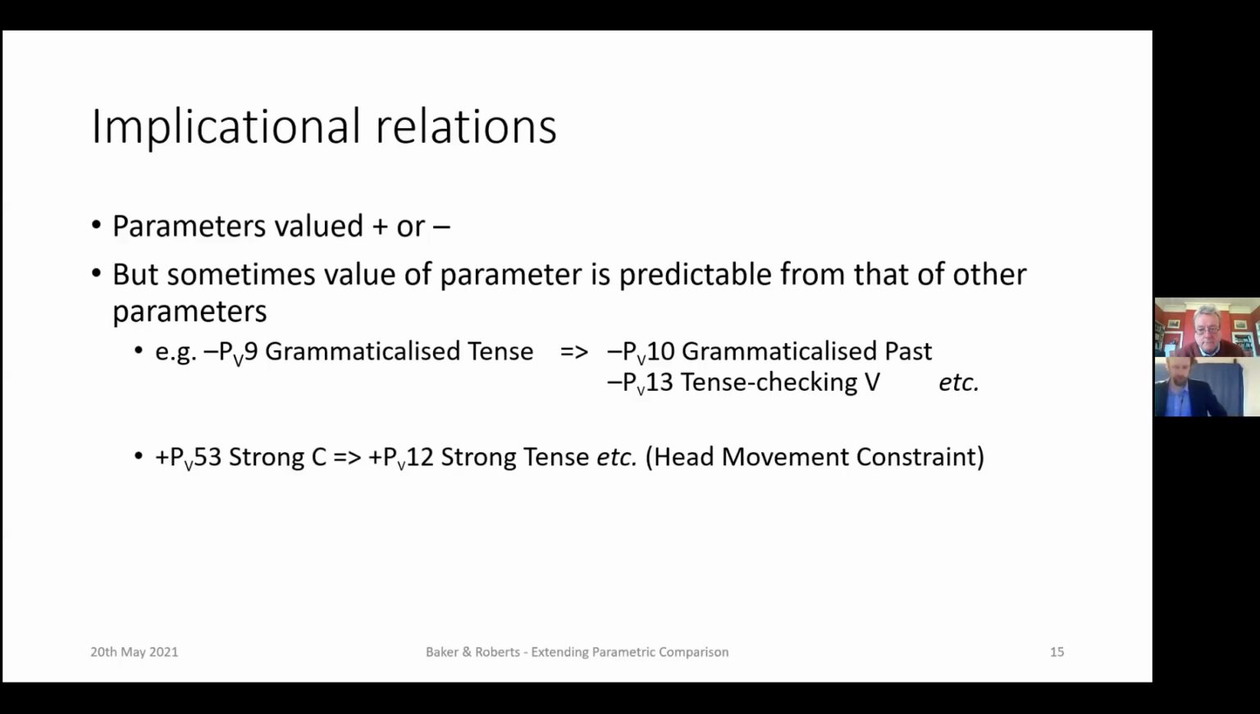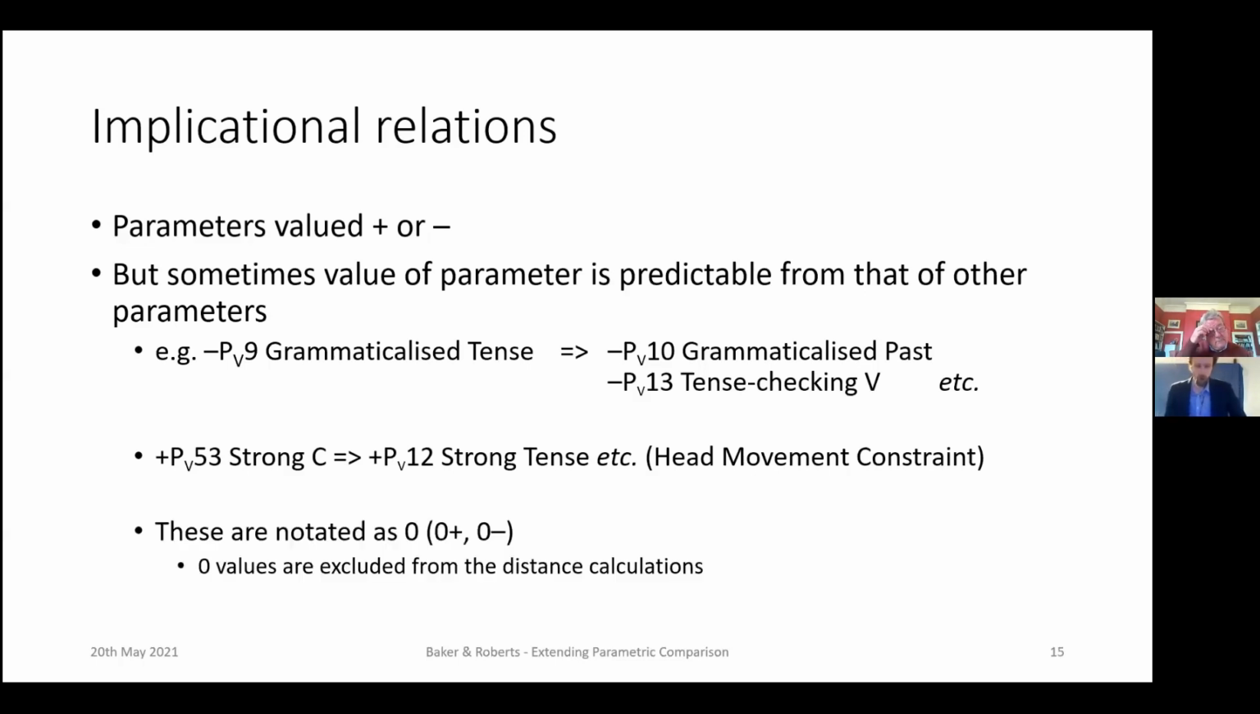We've also made various assumptions that lead to other implications of a slightly different type. So, for example, we're assuming the head movement constraint, which means if we have a positive value of the strong C parameter, triggering V to C movement, we're also assuming a positive value of the strong tense parameter, so that will be V to C movement. So these parameters, which are predictable from those of other parameters, are notated again as 0 following the earlier practice. If we want to be a bit more specific, we can refine that as 0 plus versus 0 minus. And importantly, 0 values are excluded from the distance calculations using the distance metric that Ian mentioned.